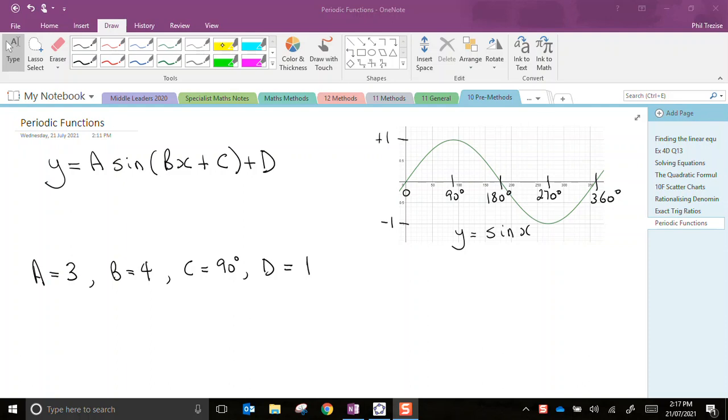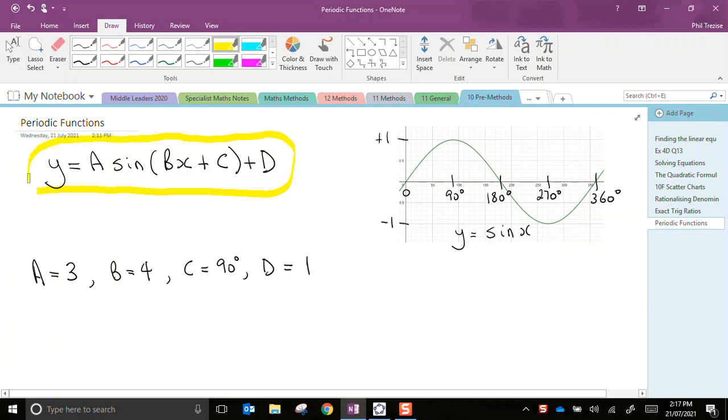So the general form of a periodic function is something like this equation here, y equals a sine(bx plus c) plus d. Now in this equation, the x and the y are the variables for the horizontal and vertical axis. The a, the b, the c and the d are numbers. We call them parameters. The values of a, b, c and d control the size, shape and location of the resulting graph. So here's an example that I'm going to give: a equals 3, b equals 4, c equals 90 degrees and d equals 1.